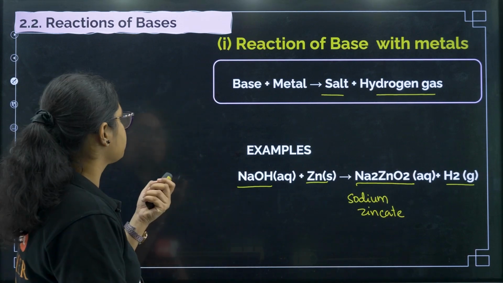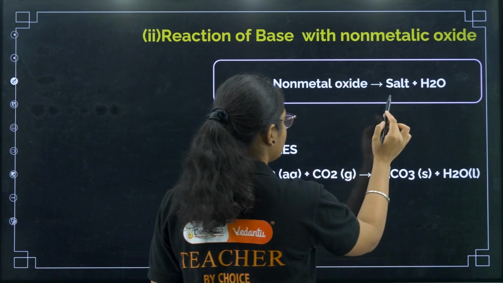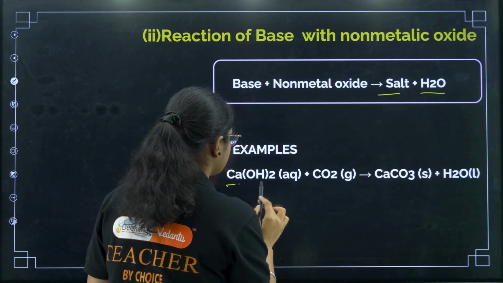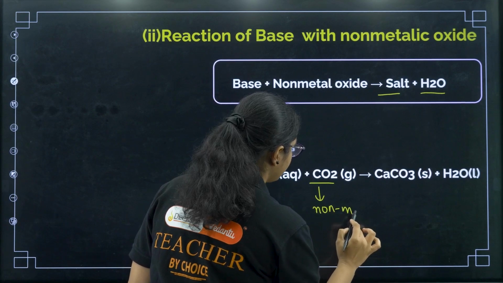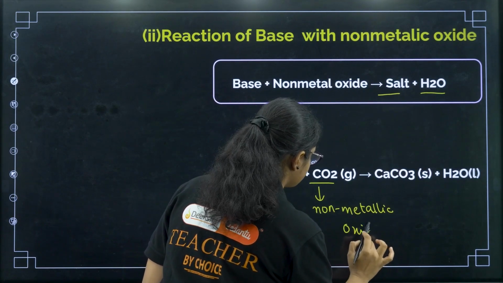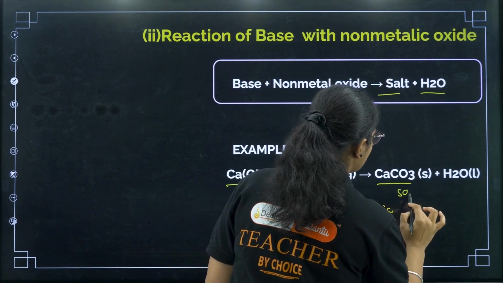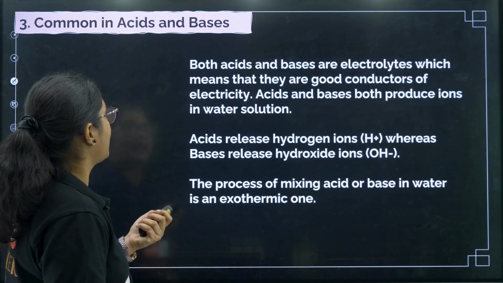Next is reaction with non-metallic oxides. So that one will form what? Salt and water. You can see calcium hydroxide with CO2. CO2 is your non-metallic oxide. This one will also give you salt and water. Okay, fine.